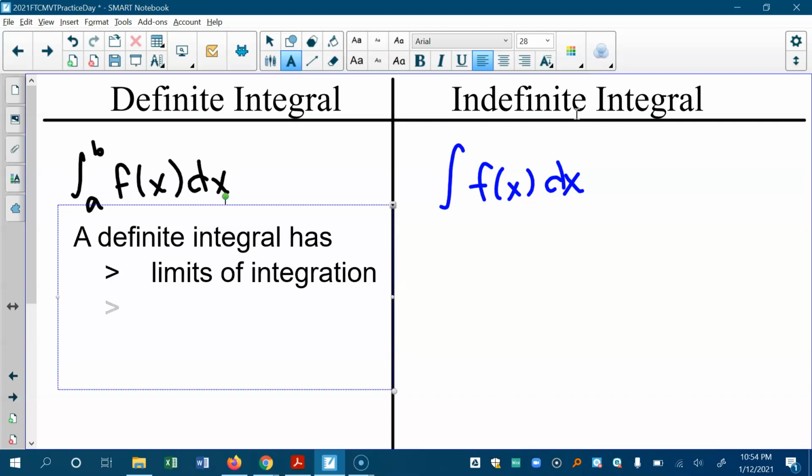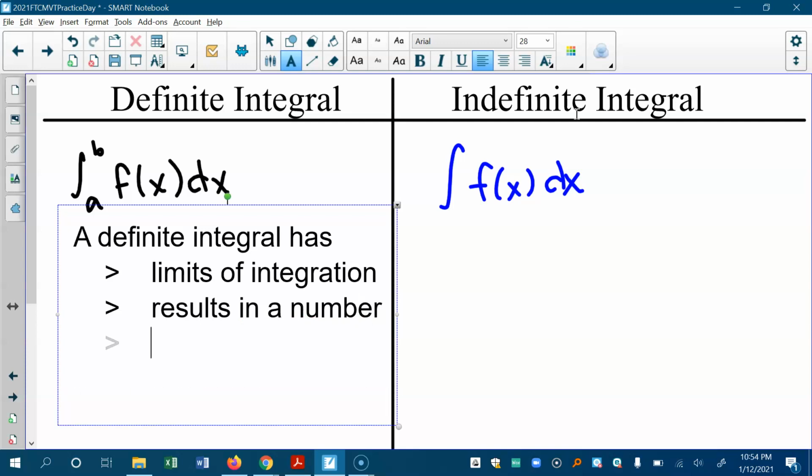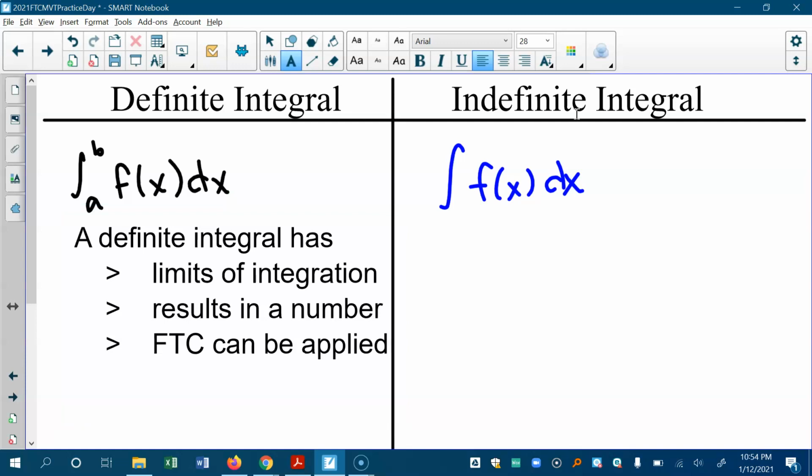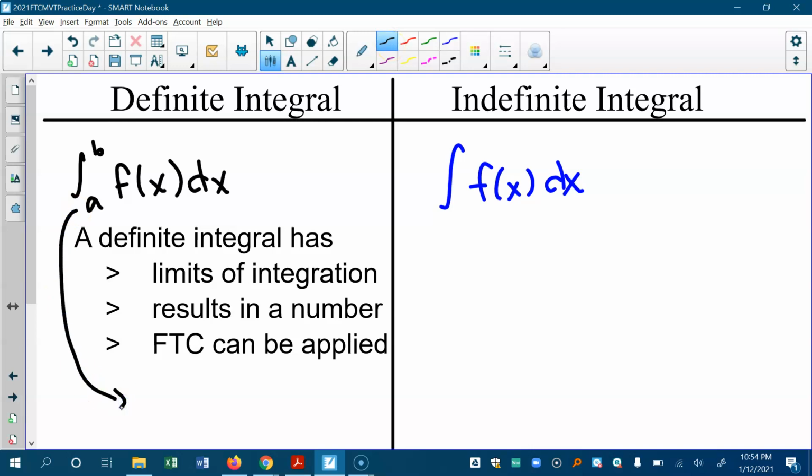And it also results in a number. And FTC can be applied. That last part, the fundamental theorem of calculus being applied, implies this: the integral from a to b of f of x dx is equal to the antiderivative. The antiderivative is net change between a and b.